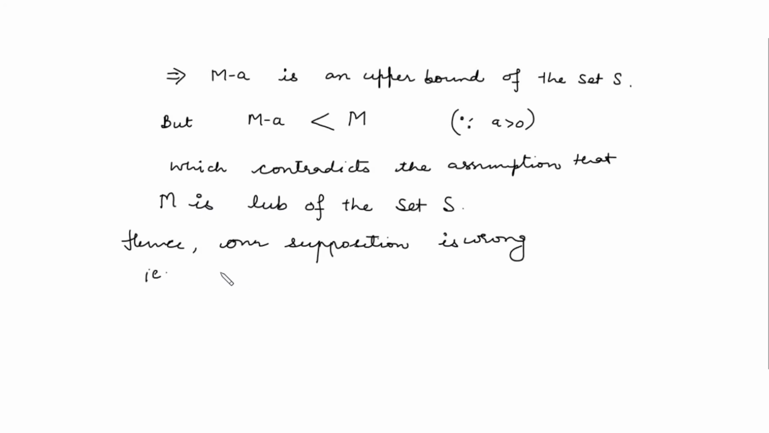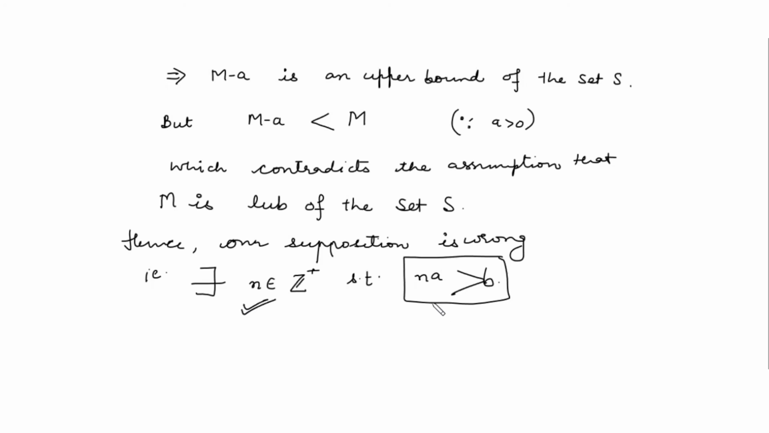That is, there always exists a positive integer n such that n times A is greater than B. So whenever A and B are two positive real numbers, there always exists a positive integer n such that this holds. Is it clear to all of you? Yes, ma'am. Now, based on this theorem, we have some corollaries.